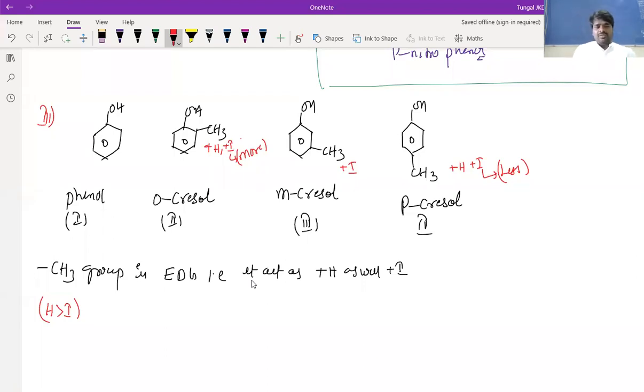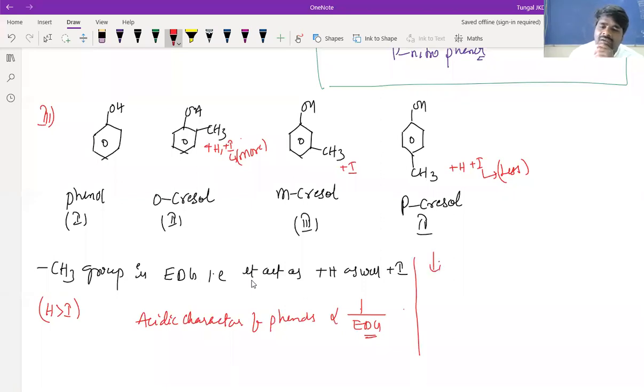And we know that acidic character of phenols is inversely proportional to electron donating groups. Then what happens here? So what should be the decreasing order? The decreasing order of acidic nature will be, undoubtedly, all three are having electron donating group. This is not having any electron donating group. So it will be the most acidic.